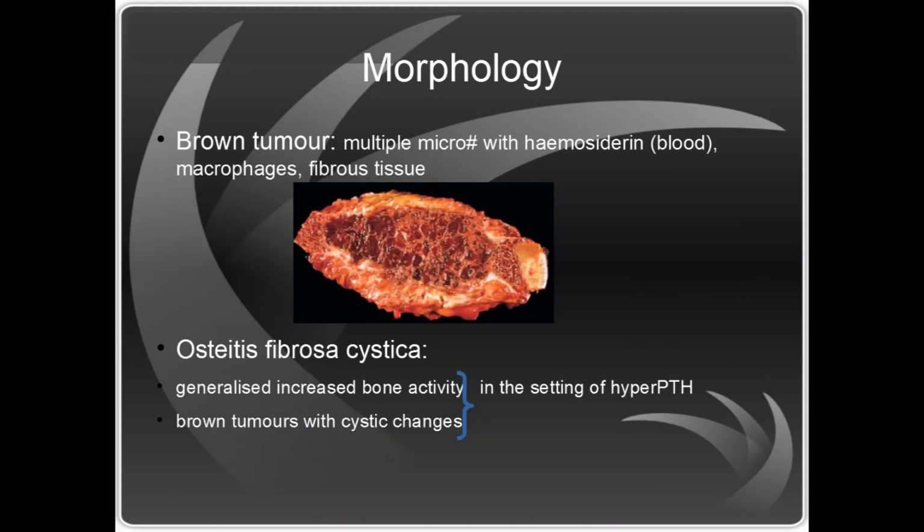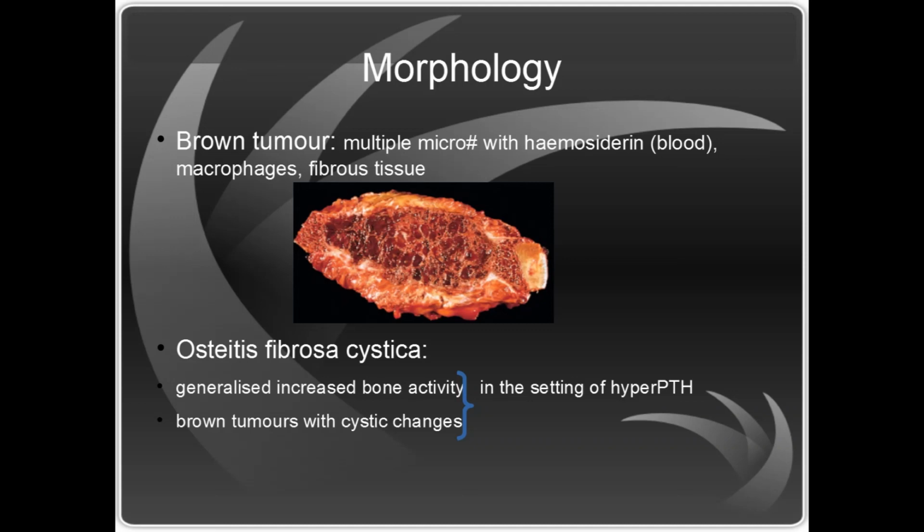Another morphological finding in hyperparathyroidism is the brown tumor. So basically what happens is when a bone undergoes repeated microfractures, there will be some collection of blood along with it. And this blood over a period of time alters and becomes hemosiderin. From hemoglobin to hemosiderin it becomes, imparting a brown color to the entire thing.